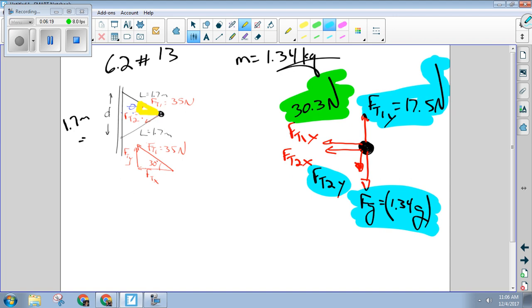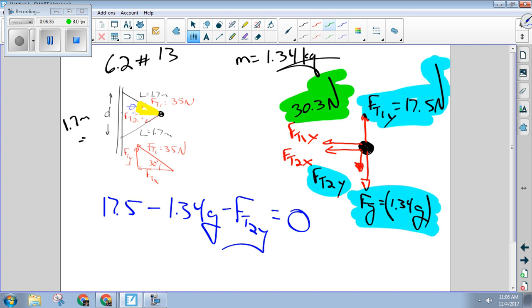They have to add up to 0. They have to all cancel, right? Because the ball isn't moving up or down at all, right? So, I feel like I can do this. Let's see, 17.5 minus 1.34 G minus the force of tension 2y has got to equal 0, right? Yeah. And solve for the force of tension 2y. 4.37. That seems reasonable. Okay. So is everybody good there?